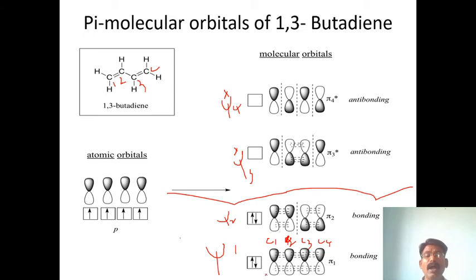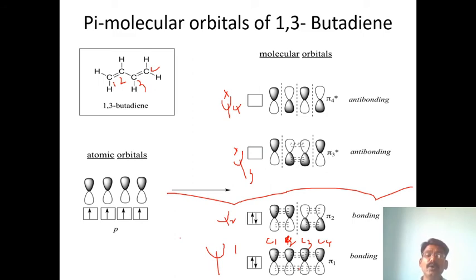Here the bond between the C1 and C2, C2 and C3, and C3 and C4. So total number of bonding are 3. Here in the Psi 1 level or pi 1 level, the total number of bonds are 3. There is no anti-bonding, so anti-bonding is 0. So this means there are no nodes. The number of nodes present in the pi 1 level or Psi 1 level is 0.